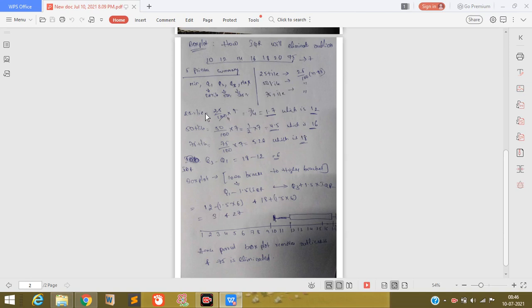The percentile we already spoke about in the previous video. The 25th percentile, what is the formula? 25 by 100 into the total number of data points in this particular series.